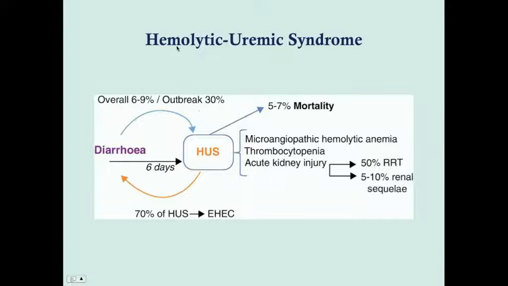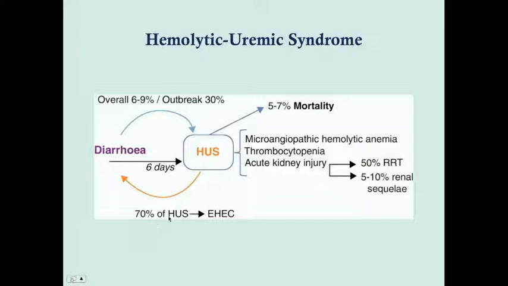Okay, so this is just the process that goes on in hemolytic-uremic syndrome. You have that usually diarrheal process. About a week later, you get HUS, and then that's going to cause these three cardinal manifestations: microangiopathic hemolytic anemia, thrombocytopenic state, and then acute kidney injury. And about 50% will need RRT, renal replacement therapy, that's what it means. So that means they're going to need dialysis. And then 5 to 10% will have renal sequelae later. 5 to 7% mortality. So this is not something you want to play around with. If a child is diagnosed with hemolytic-uremic syndrome, they are always going to be admitted.